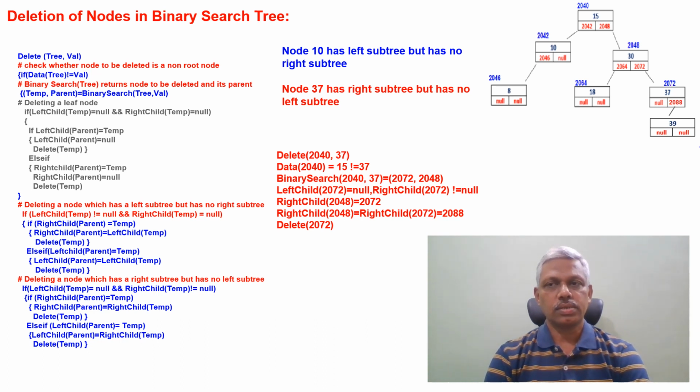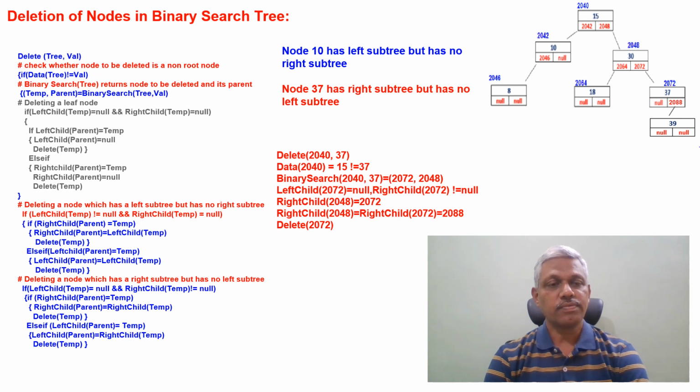If we perform that on the given tree, 37 is present in the node whose address is 2072. That is temp, and the parent of that is 2048. So binary search returns two values, 2072 and 2048, temp and parent. Once the node is identified, we need to check into which case it falls. That means whether this 37 is the right child of the parent or the left child of the parent is the first observation.